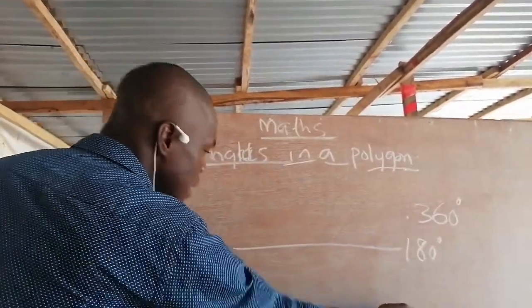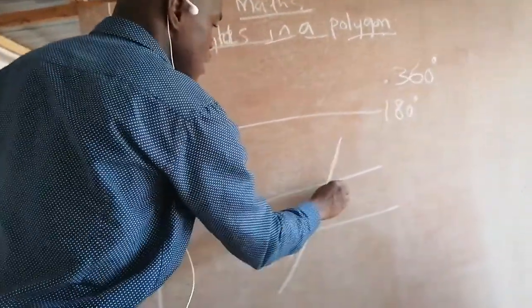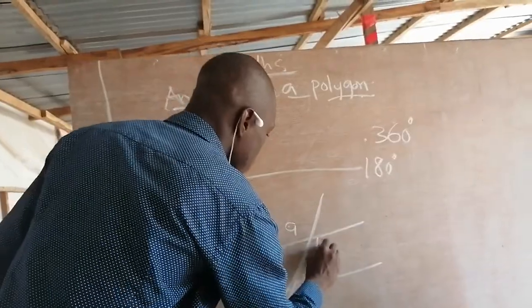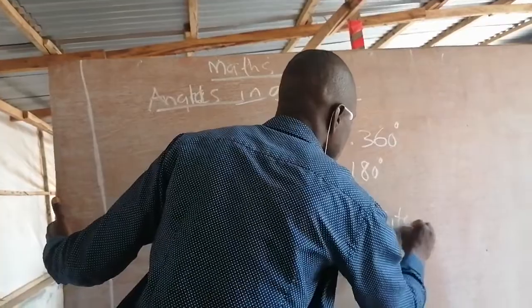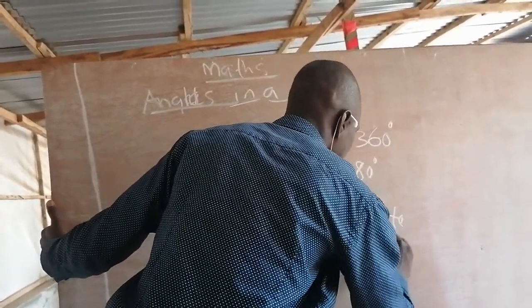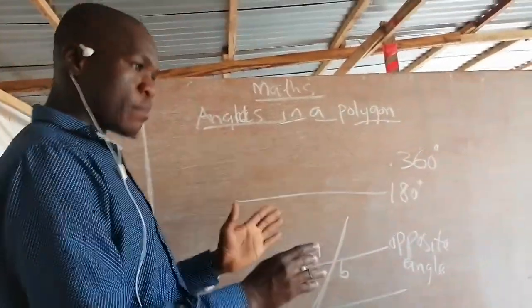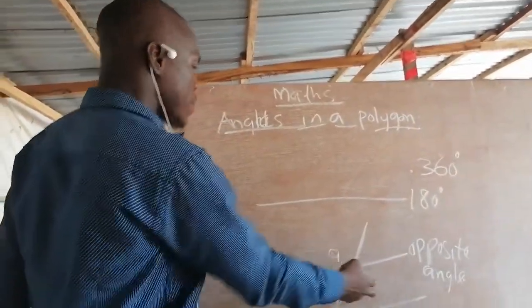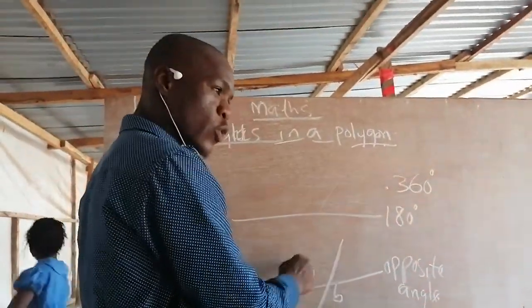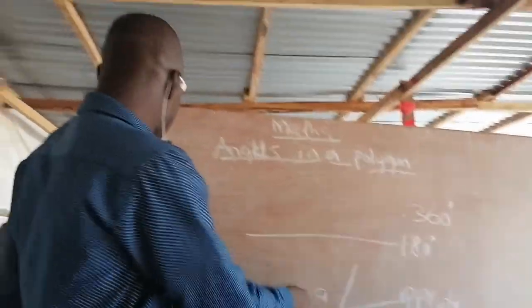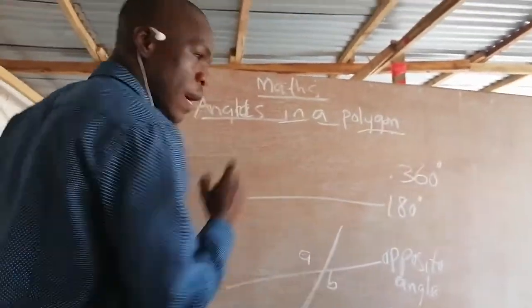And opposite angle, look at it. I'll talk about opposite angle. This and this, A, B. This is opposite angle. Opposite angles are equal. This and this, they are the same. If you get 60 here, you are going to get 60 here because they are opposite to each other. These are the angles that we must know are opposite to one another.